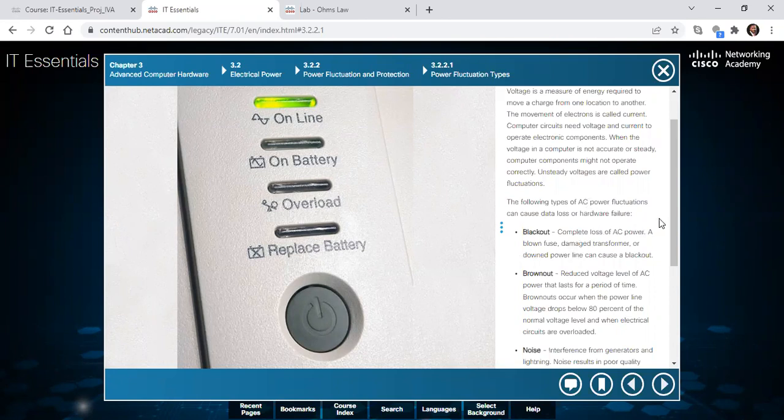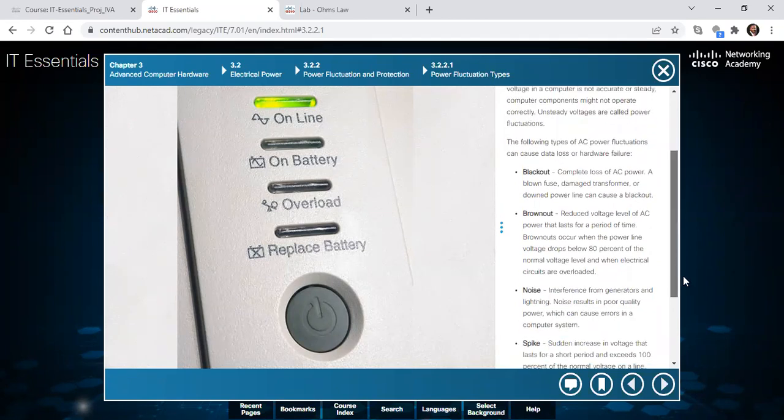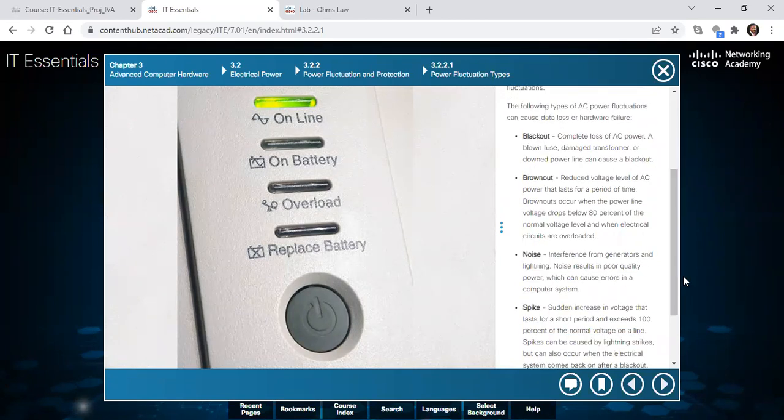So we want to look at the types of AC power fluctuation. That's the power coming from your socket point, and it can cause data loss or hardware failure. So let's look at it. First, we have the blackout.